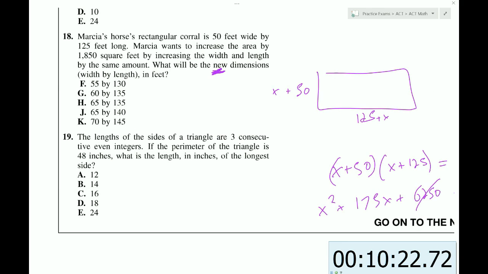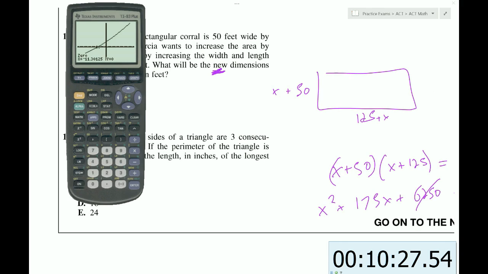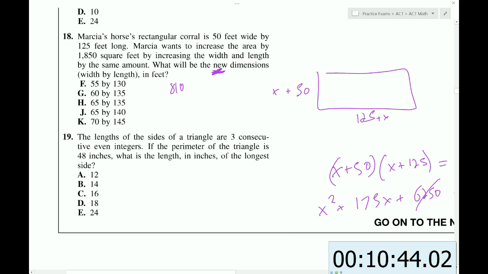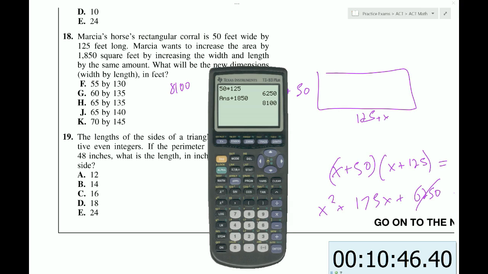Let's just use the answer choices, right? So we'll find the original amount of the thing. We should have done this from the start, but okay. 50 times 125, okay, 6250, and we want to increase that by 1850. So plus 1850 equals 8100. So we need these things to multiply to 8100. So let's see which does. 55 by 130. Nope. 60 by 135. Yep.